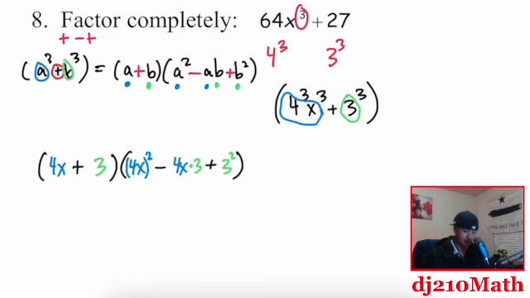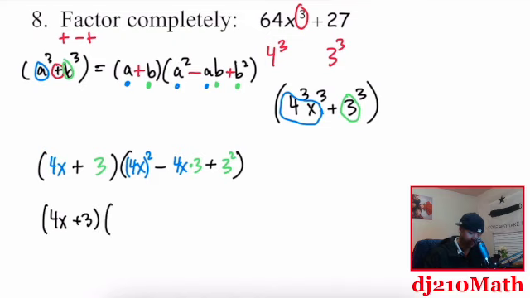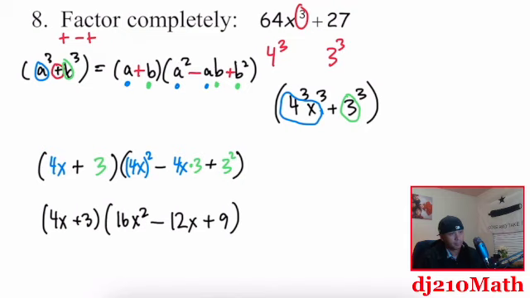All right, simplifying this, we're going to get 4x plus 3, 16 because 4 squared, x squared, minus 4x times 3. 4 times 3 is 12x. Plus 3 squared, which is 9. Okay, you might have to watch that one a couple times. The formula is pretty straightforward. A plus b, a squared, minus ab plus b squared. So we'll try it on the next one.